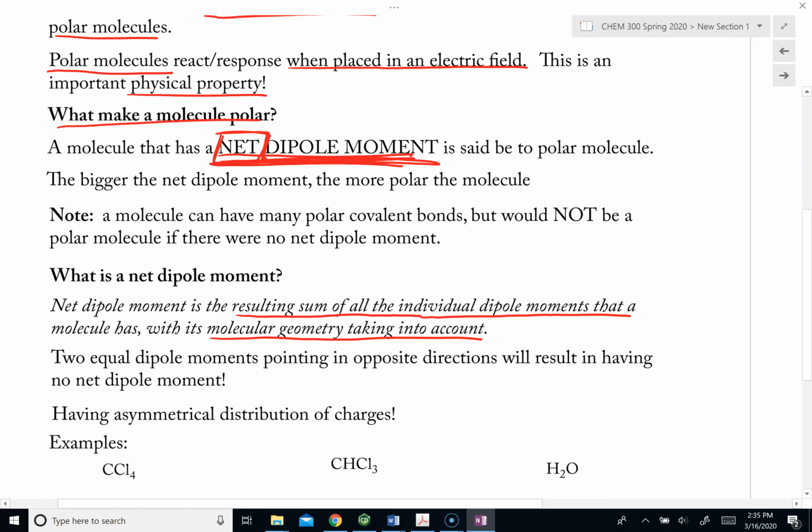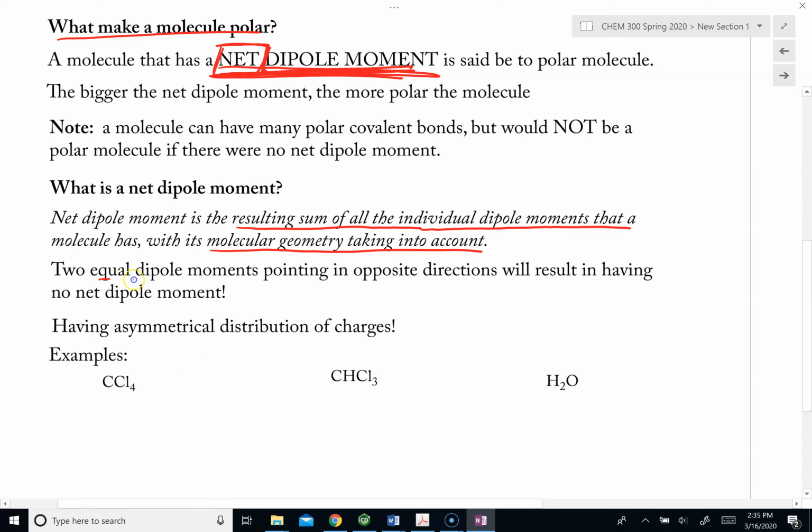So a molecule can have many dipole moments, and it is dependent on how all of those dipole moments add together. If they add together to something, that basically means it has a net dipole moment, and therefore the molecule would be a polar molecule. Whereas if we add all of the dipole moments together and they cancel out, the molecule is said to have no net dipole moment, and therefore it will not be polar. So two equal dipole moments pointing in opposite directions will result in no net dipole moment, and thus the molecule will not be polar.